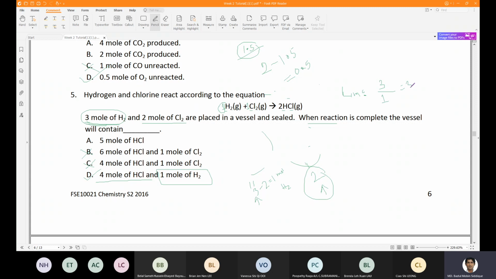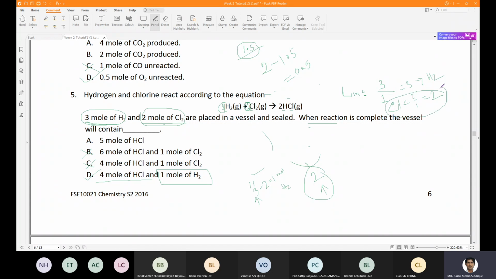So it is 3 for hydrogen, right? It's 3 for hydrogen. And for chlorine, it's 2 by 1. 2 is the moles of chlorine provided to me. They have given me 3 moles of hydrogen and 2 moles of chlorine. So I was given 2 moles of chlorine and the stoichiometric ratio is 1, so divided by 1, it becomes 2. Hydrogen is 3, chlorine is 2. So which one is the lowest? Which is smaller? Of course, chlorine, right?